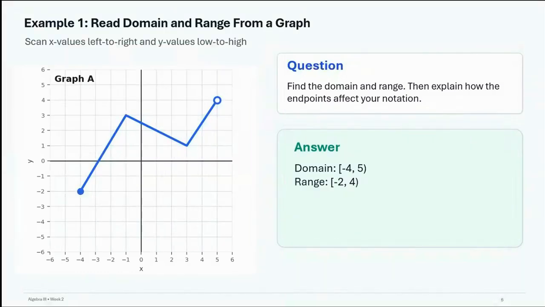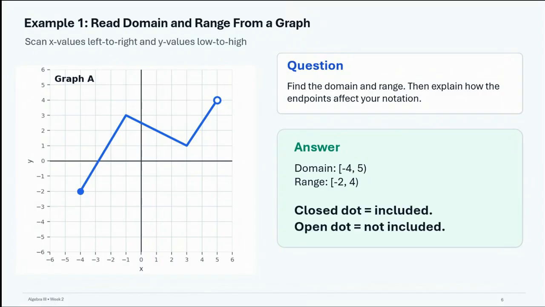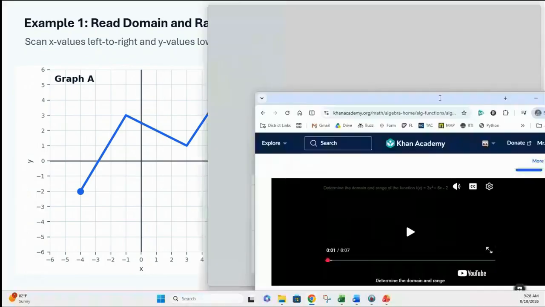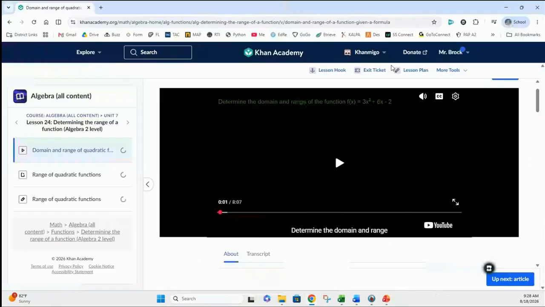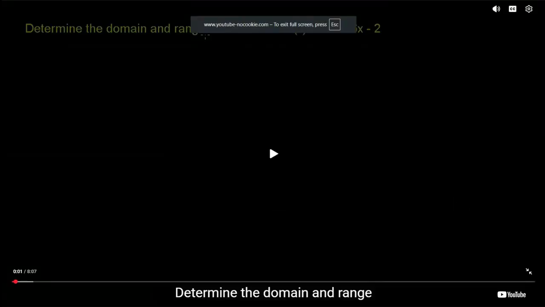So our domain, -4 to 5, with the -4 having a bracket, the 5 having parentheses. Our range is the -2, which is included, and the 4 is not. So closed dot, remember, includes. So we use the bracket. The open dot, not included. We use the parentheses. All right, let's switch a little bit. Oh, but while we're still talking domain and range, let me go ahead and show this other video on using equations for domain and range, because I don't want to skip on without showing that as well. Back up a little.